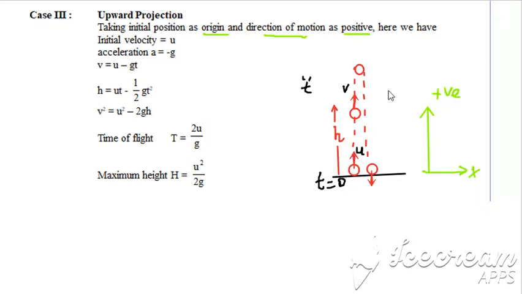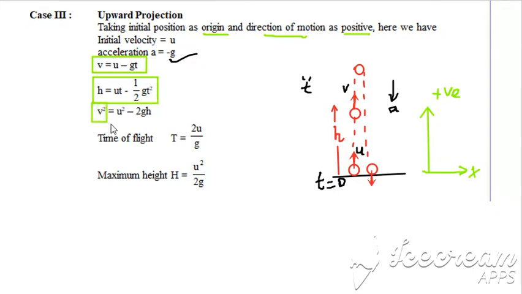Acceleration is always downwards, so this a will be acting downside. Since it is downside, it will have a negative value, so we will consider it to be minus g. And using the very first equation of motion, v is equal to u plus at, we get the vertical motion first equation as v is equal to u minus gt, replacing a by minus g. And when we use the second equation, s is equal to ut plus half at square, the displacement is h and a is minus g, so that becomes h is equal to ut minus half gt square.